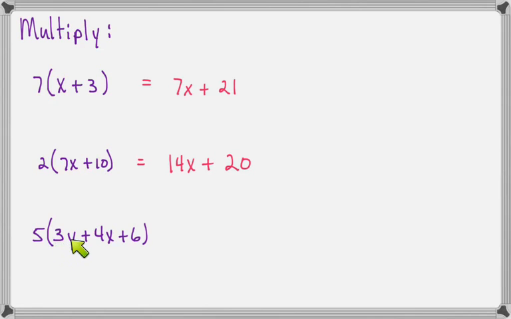Okay, now on the third one, we've got 3 terms here. We'll multiply 5 times each term. So 5 times 3y will become 15y. 5 times 4x will become plus 20x. And then 5 times 6 will become plus 30.